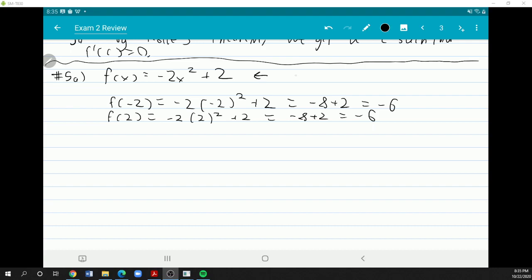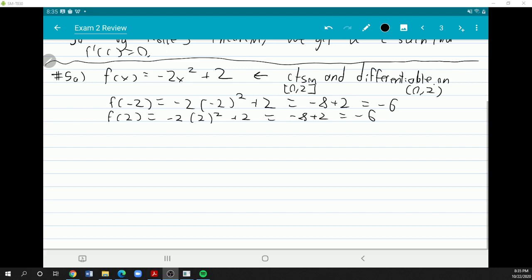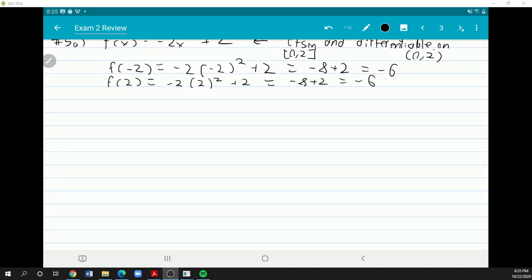Also, it needs to be continuous and differentiable. More specifically, it's continuous on the closed interval and differentiable on the open interval. So because those three criteria hold, Rolle's theorem applies. So that shows that f of x satisfies Rolle's theorem.